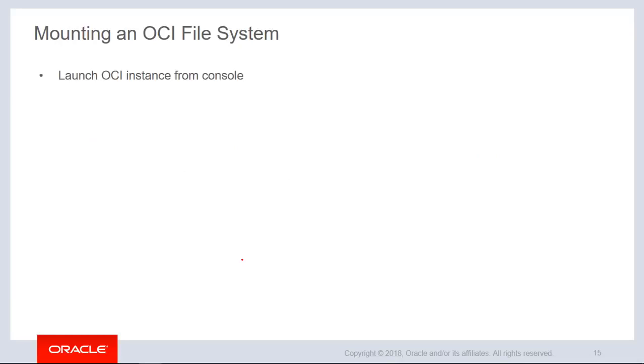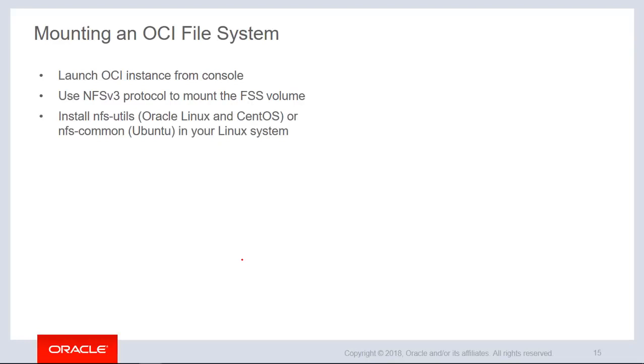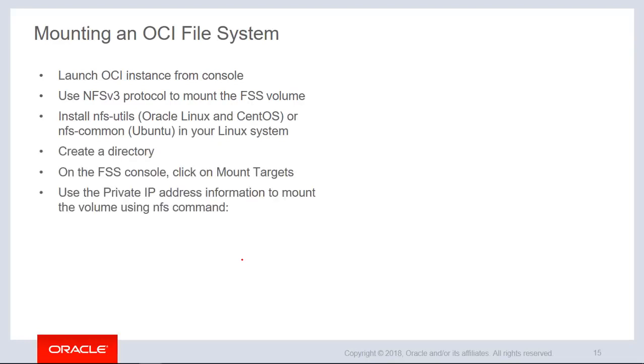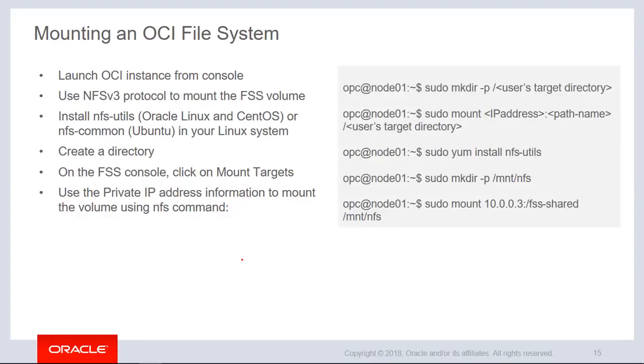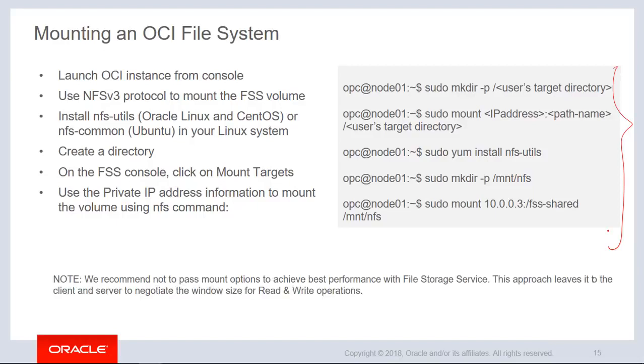Now, how can you mount an OCI file system? It's very straightforward. You run a few commands. You need NFS utilities. You could install the NFS client utility for Oracle Linux or Ubuntu or the other flavors of Linux you are running, and these are the commands you would run in order to mount an OCI file system. As we have said earlier, because of performance considerations, don't provide options like the read and write window sizes, etc. Those are not really required.